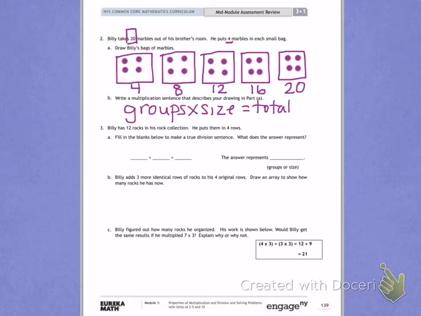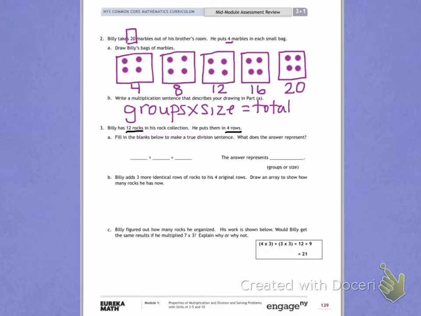Number 3. Billy has 12 rocks in his rock collection. He puts them in 4 rows. So again, he has 12 rocks. He's putting them into 4 rows. Letter A. Fill in the blanks below to make a true division sentence. What does the answer represent?